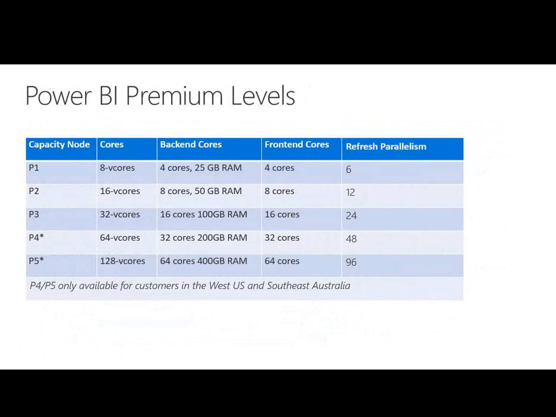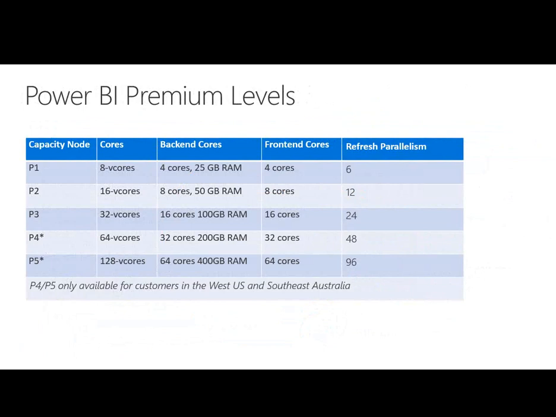All right, different levels of Premium, 8 cores, 16 cores. Let's take an example, P1: 4 cores, 25 GB RAM and 4 front cores. Last column is very important. It's concurrency thread, right? So meaning refresh paradigm. At the same time, how many datasets you can process at the same time.